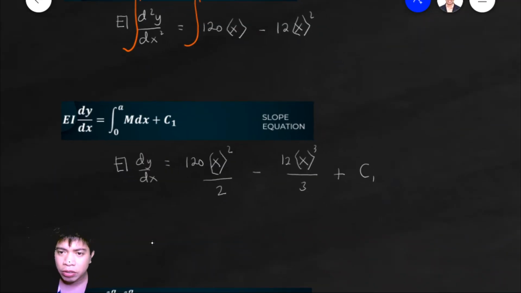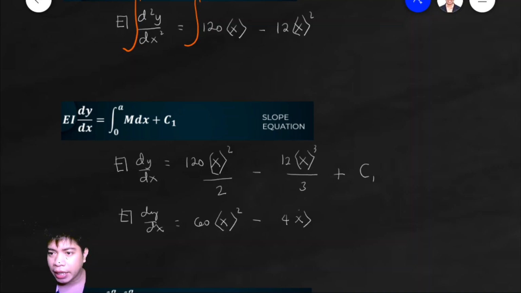I-simplify muna natin guys, no? So bali na mangyayari dito is magiging EI dy over dx is equals to 60 then x, ayun, squared, then minus, what is 12 divided by 3? That is 4x, then cube, then plus C1. Okay? So ito yung ating slope equation, pero hindi pa yan yung final natin guys na slope equation, no? Kasi kailangan pa natin mamaya i-compute kung ano yung value ng C1. So pag na-compute natin si C1, yun na yung ating magiging final na slope equation.